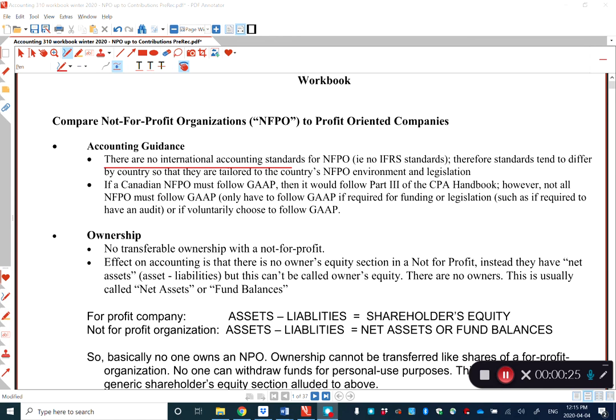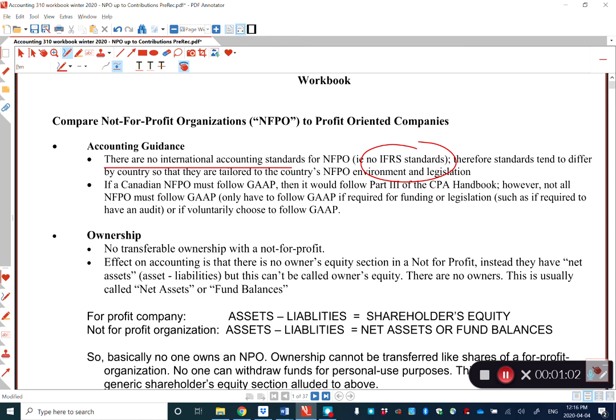So I'll talk just in general about some of the theory here now. We talk about not-for-profit organizations. There are actually no international standards governing the accounting for not-for-profit organizations. So IFRS doesn't refer specifically to not-for-profit organizations. So standards can differ from country to country. They need to be tailored specifically to whatever country's not-for-profit organization environment you've got and various regulations surrounding not-for-profits and how they operate. So no standardization.